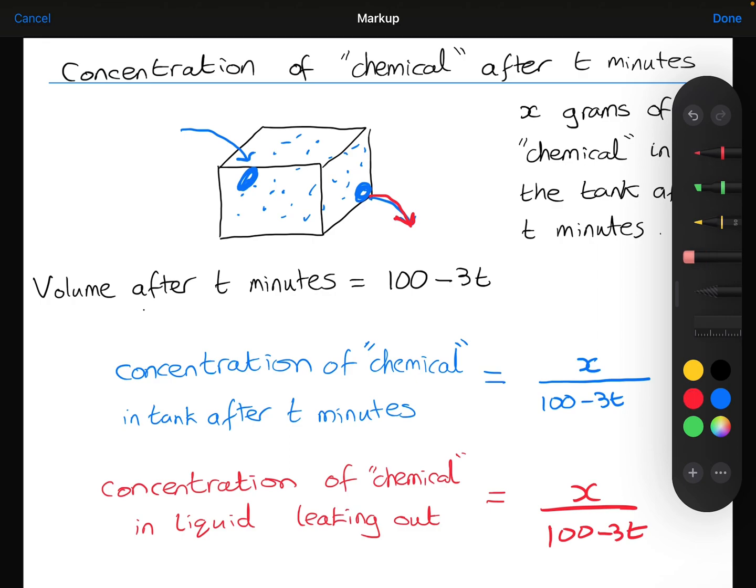If it wasn't for the liquid constantly being mixed, it might be that you'd have a lot more of the chemical in the top left, for example. If that's where the chemical is being added, you'd have a lot more in the top left than you would in the bottom right. But we're going to assume that it is all the same. It's evenly spread. So we have now got an expression for the concentration of the chemical that's in the liquid that's leaking out of the tank.